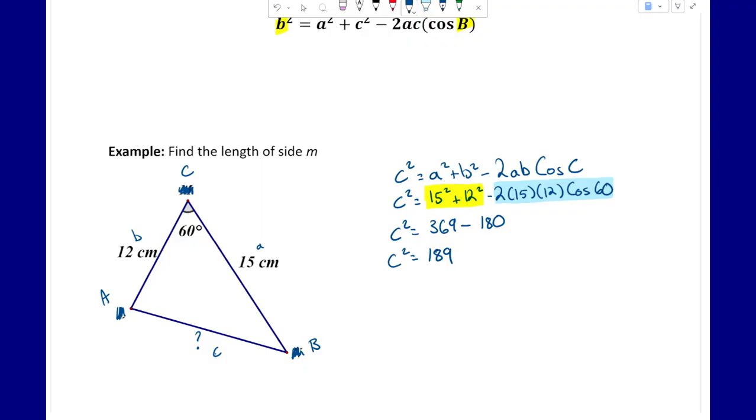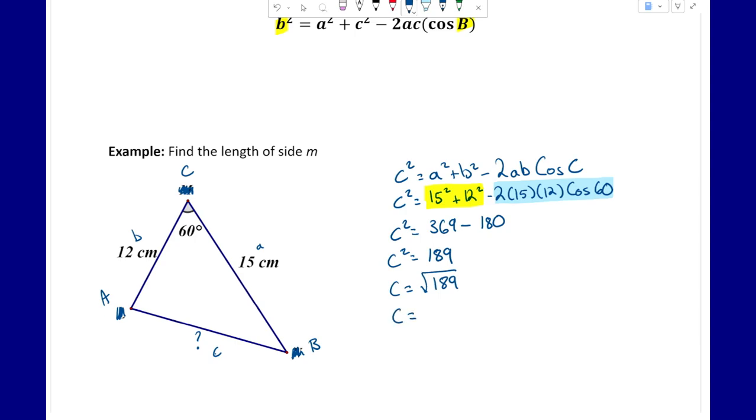And we do have one more step. We do still have to get rid of that squared on the c. And in order to do that, we do the opposite of squaring, which is square rooting. So we have to square root our answer at the end.